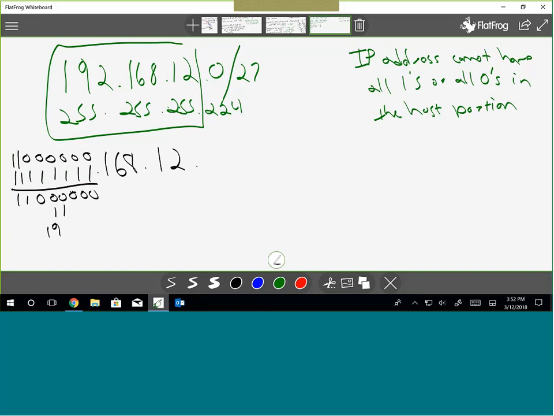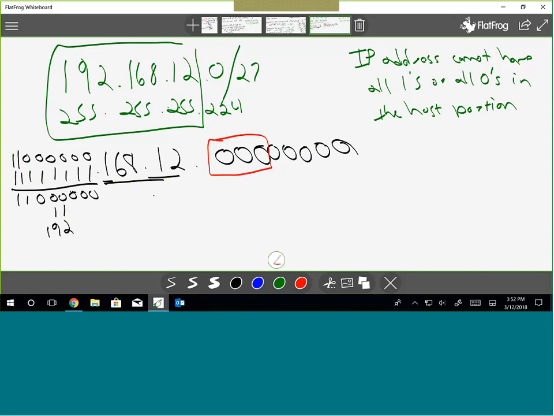Now we're going to look at this and say, okay, we know that's our network. Well, let's look at the host portion: 1, 2, 3, 4, 5, 6, 7, 8. But now wait a minute. You're telling me /27, so the first 3 bits are network, right? Yep. Okay.